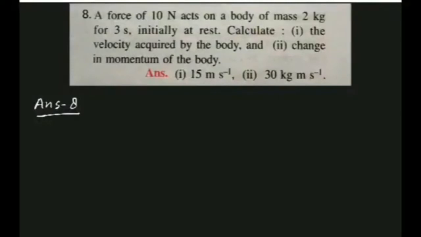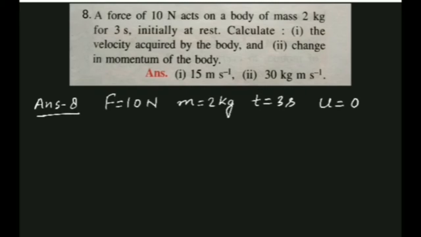Okay children, come to question number 8 now. A force of 10 Newton acts on a body of mass 2 kg. So F is 10 Newton, mass 2 kg, time 3 seconds, initially at rest. It means u equal to 0. Now what has been asked? The velocity acquired by the body. It means we have to find v.